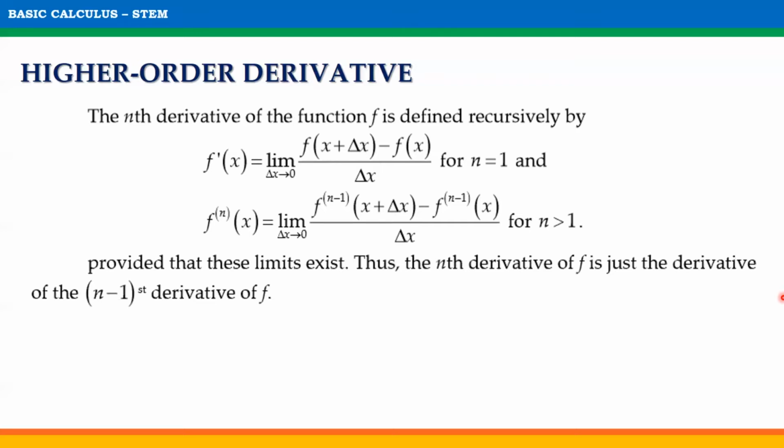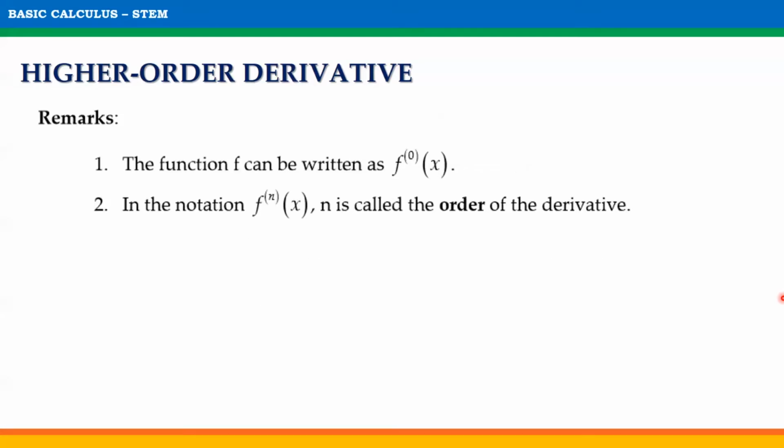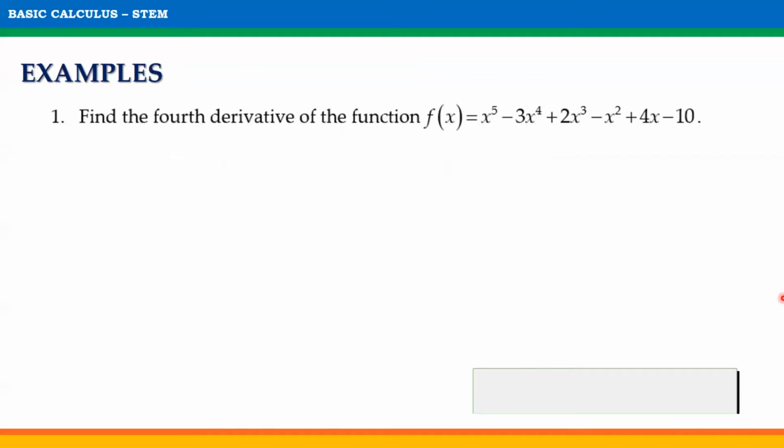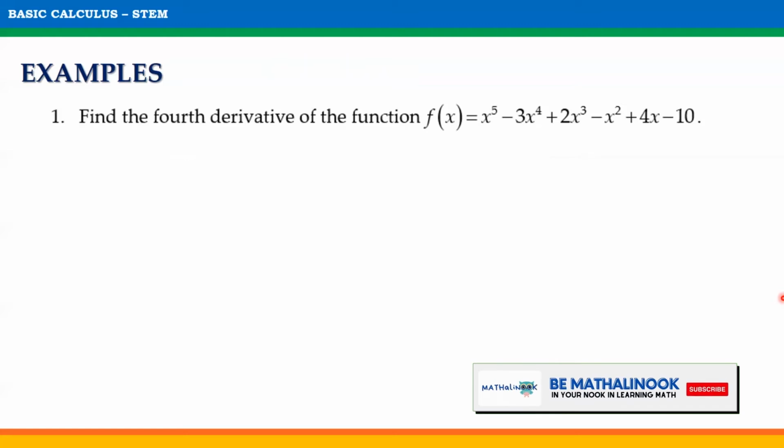Thus, the nth derivative of f is just the derivative of the n minus 1 derivative of f. Note that the function f can be written as the zeroth derivative of f of x. In the notation nth derivative of f of x, n is called the order of the derivative. Let us consider the following examples.